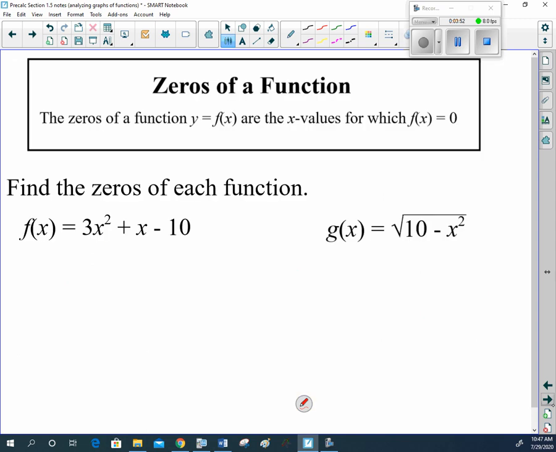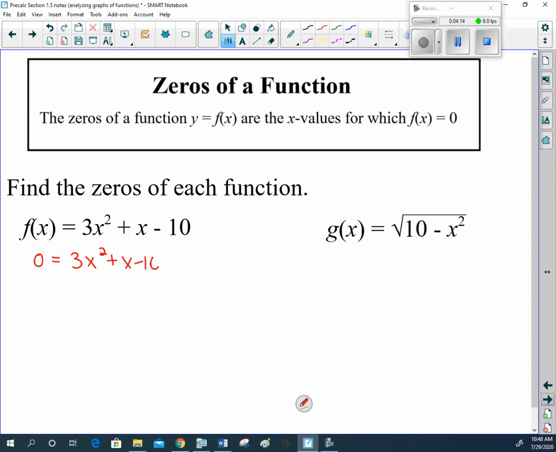Okay, so the zeros of a function are the x values for which f of x equals 0. So that means your y value is 0. You're looking for where they cross the x-axis, the x-intercept. Or sometimes you can solve that and it's not an x-intercept, but it's also called a zero. So for zeros, you're going to put it equal to 0 and you're going to solve for x.